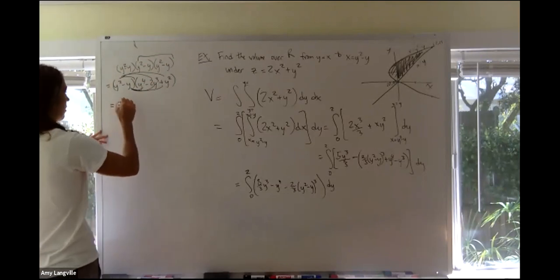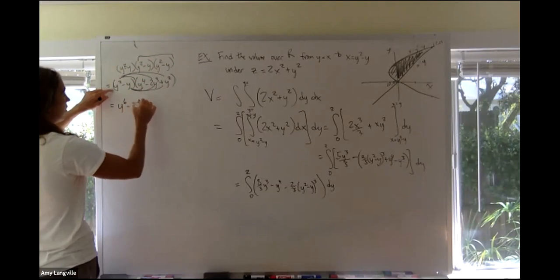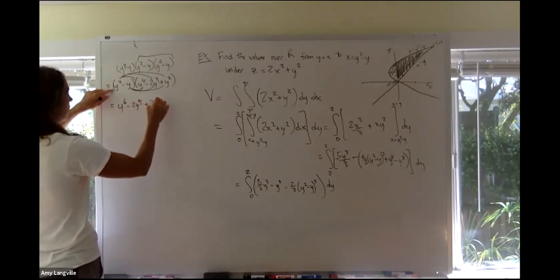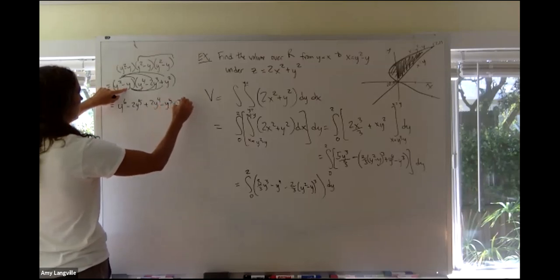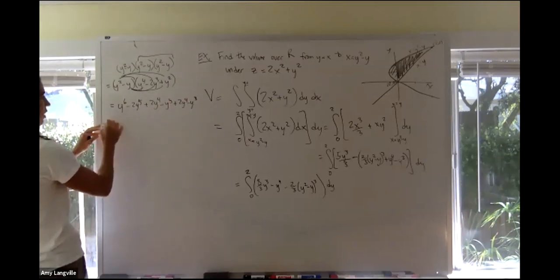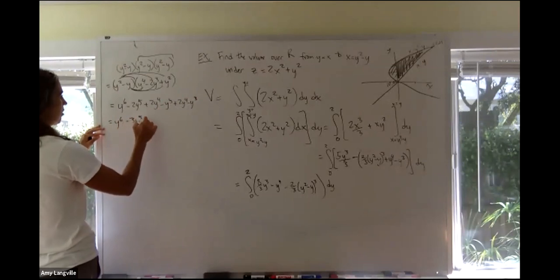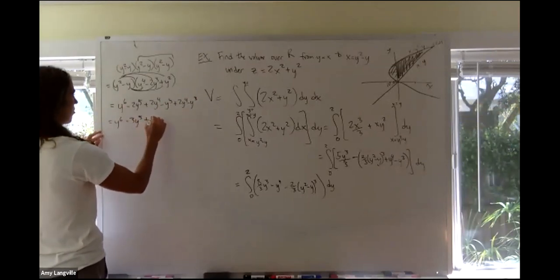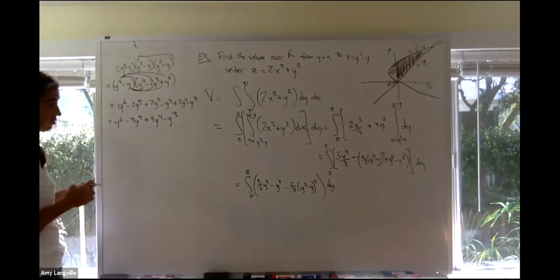And we'll get y to the sixth minus 2y to the fifth plus 2y to the fourth minus y to the fifth plus 2y to the fourth minus y cubed. So we have some things that combine: y to the sixth minus 3y to the fifth plus 4y to the fourth minus y cubed. That's as good as we can simplify.